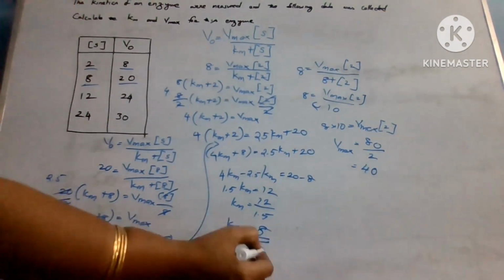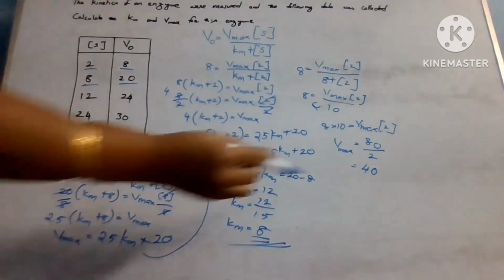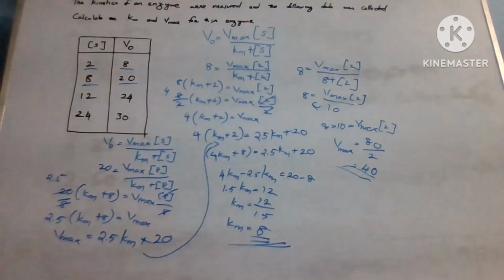So this is one of the simplest methods which you can use to find out Km and Vmax for any given kinetics data.